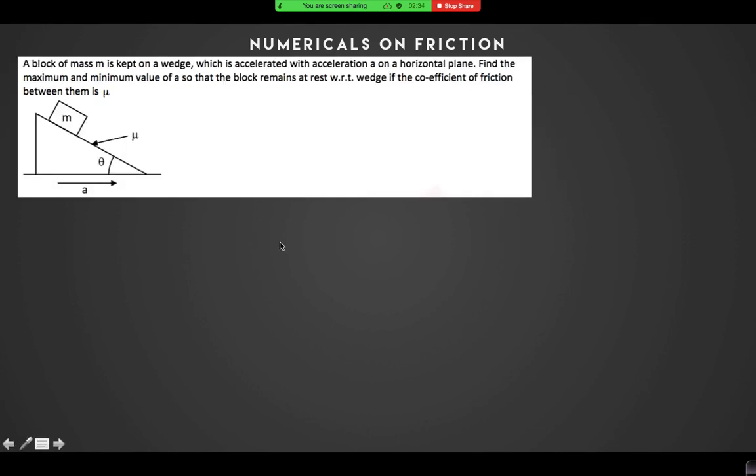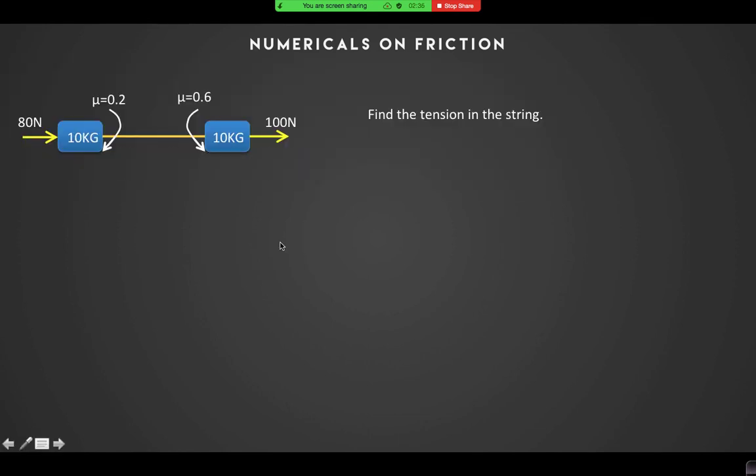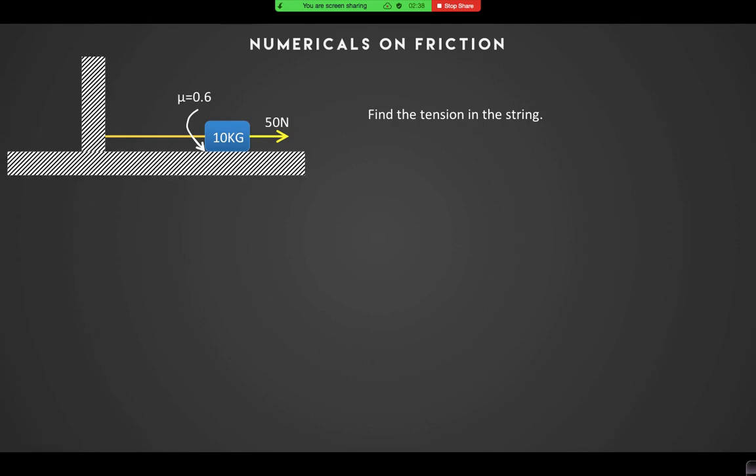Let me first share a very simple case of this situation. Before proceeding further, we'll discuss that in detail. Assume this 10 kg block is placed over the floor, and the friction between the block and the floor is 0.6. The block cannot move because it is tied to a wall with a string, and I am applying a 50 Newton force on that block. Now, what is the tension in that string? 0 Newton, right?